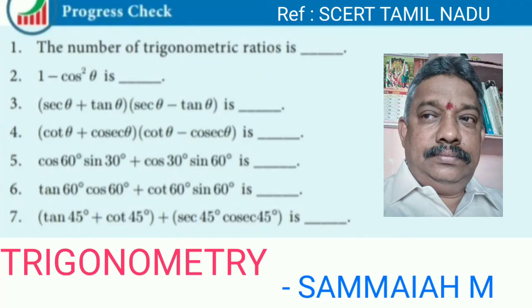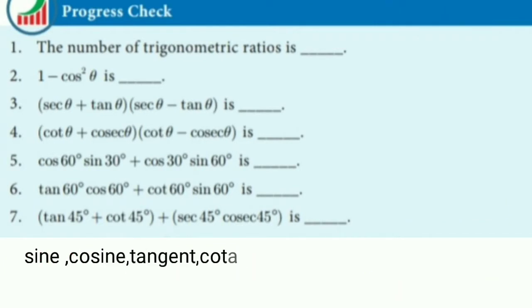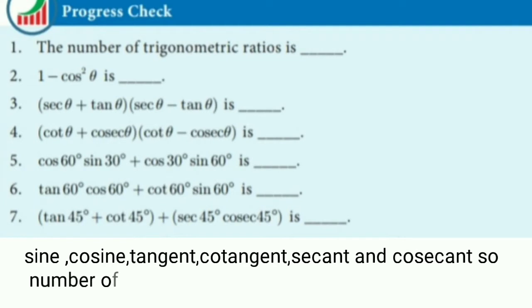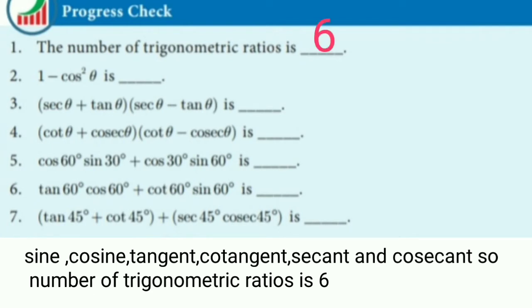Trigonometry useful for all SSC students. First bit, the number of trigonometric ratios is sine, cosine, tangent, cotangent, secant and cosecant. So number of trigonometric ratios is 6. So first answer is 6.